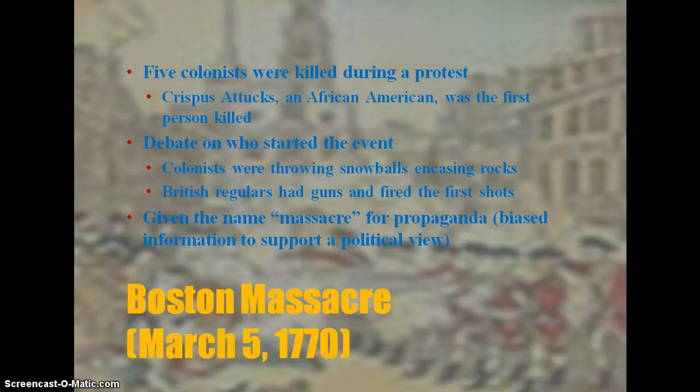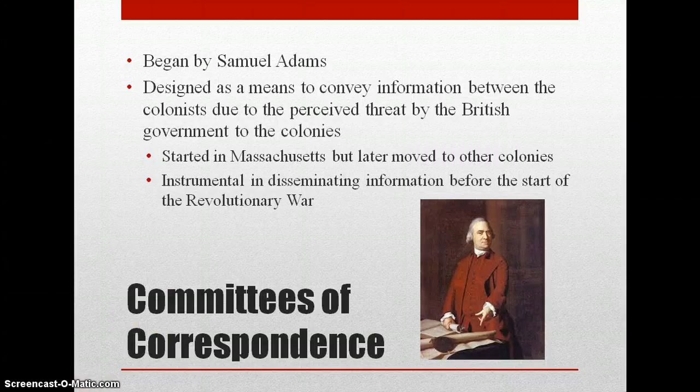There were colonists who were throwing snowballs. The British regulars had guns, and they say they fired the first shots. Who really knows? Ultimately, it's given the name massacre for propaganda purposes. You would think with a massacre you'd have hundreds of people killed or something of that sort, not just 5.